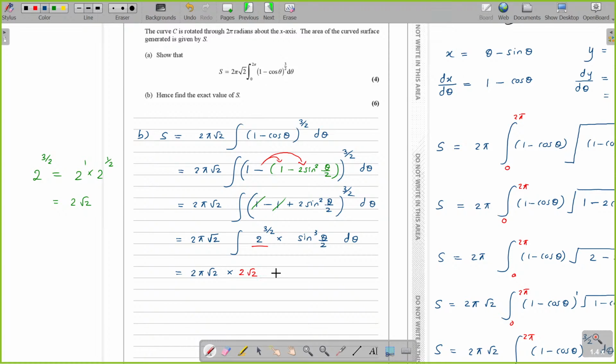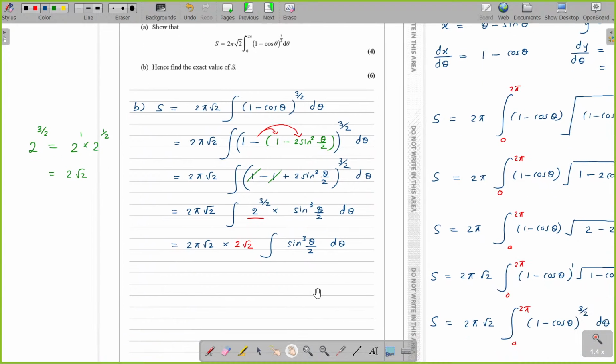Okay, and inside the integral sign you have sine cube, sine to the power 3, sine theta over 2 to the power 3. Okay, now what? We could split the sine cube into sine theta over 2 and sine square theta over 2. Lahiro has an idea. Let's split the sine cube theta as sine theta over 2 and sine square theta over 2. So let's split it up.